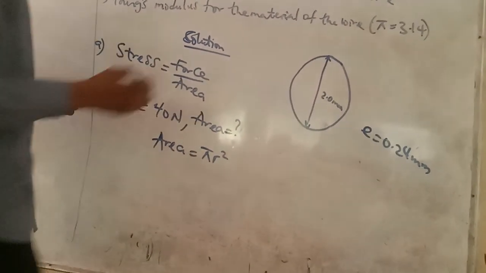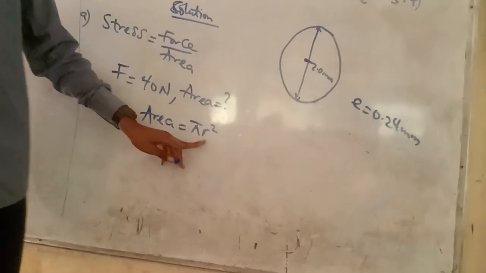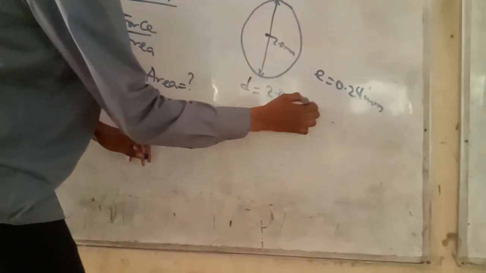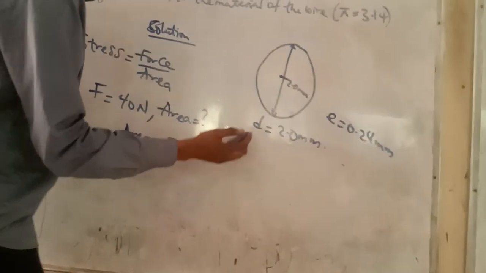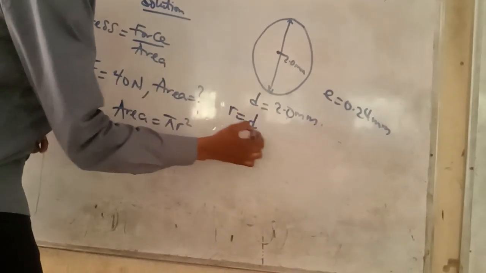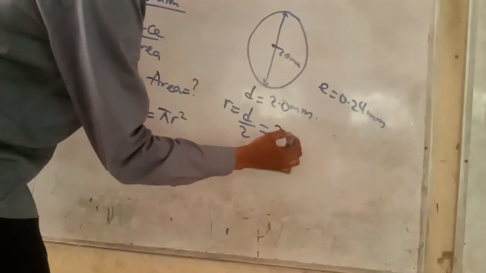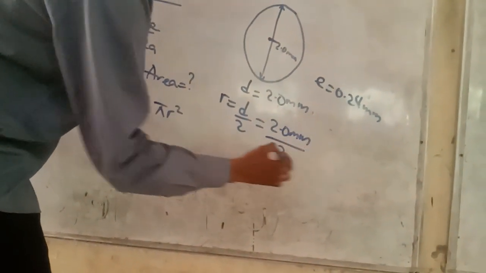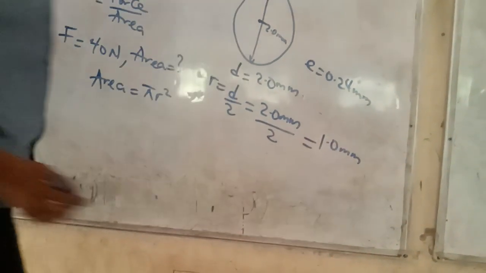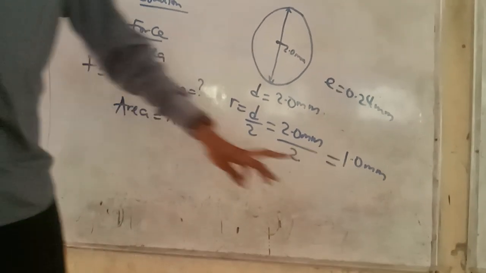Now, let's find the radius. The radius will be half of the diameter, right? Because we need radius here. Our diameter is given as 2.0 millimeter. Radius equals diameter divided by 2, because our radius is half of the diameter. That is 2.0 millimeter divided by 2. So we are going to have 1.0 millimeter. You cannot leave your answer in millimeter. You must convert it to meter.